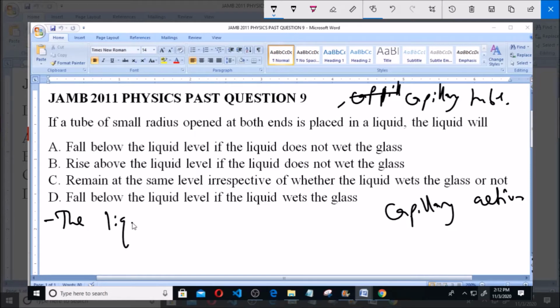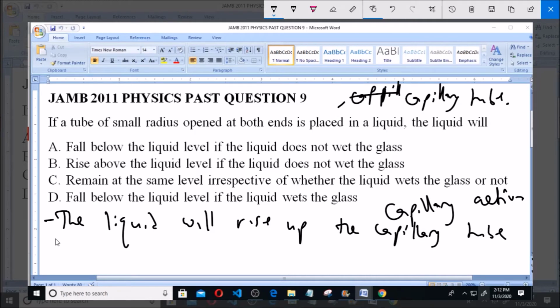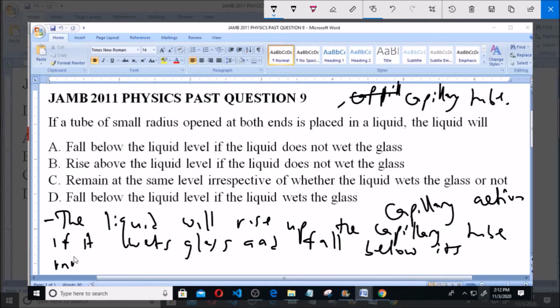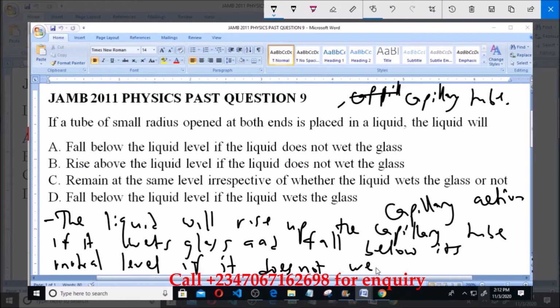the liquid will rise up the capillary tube if it wets glass, and it will fall below its initial level if it does not wet glass. So this is the ground rule for capillary action.